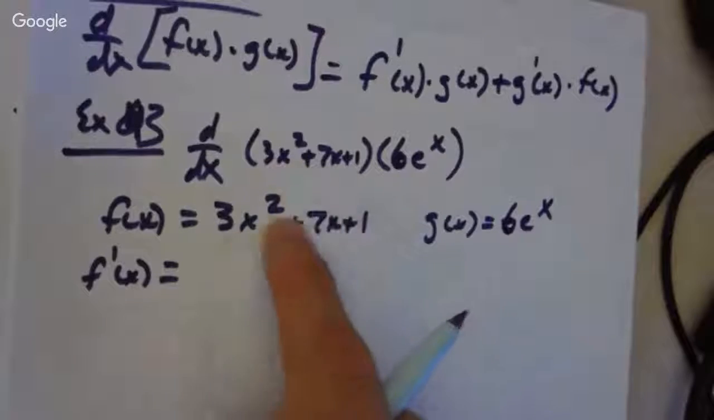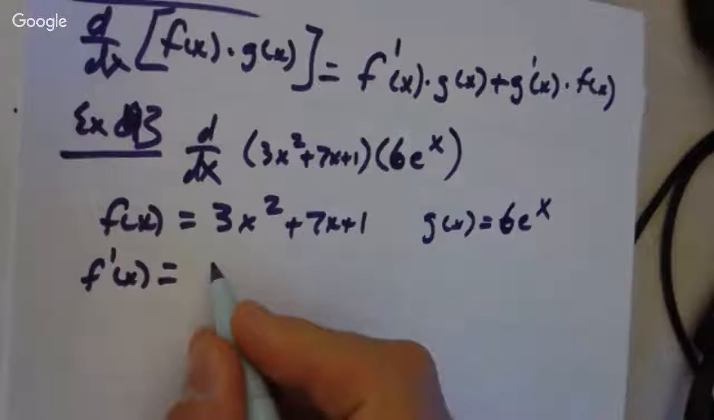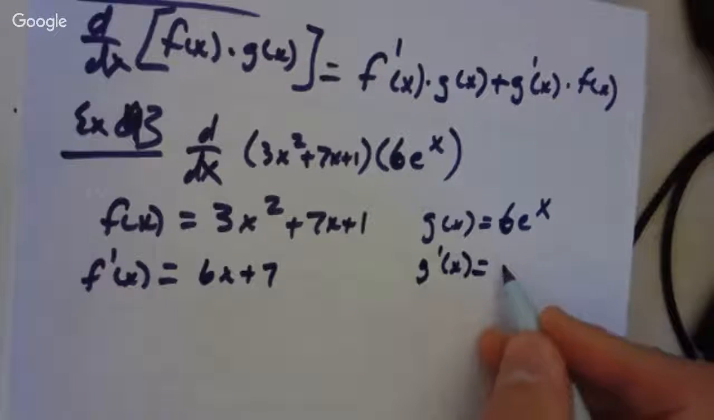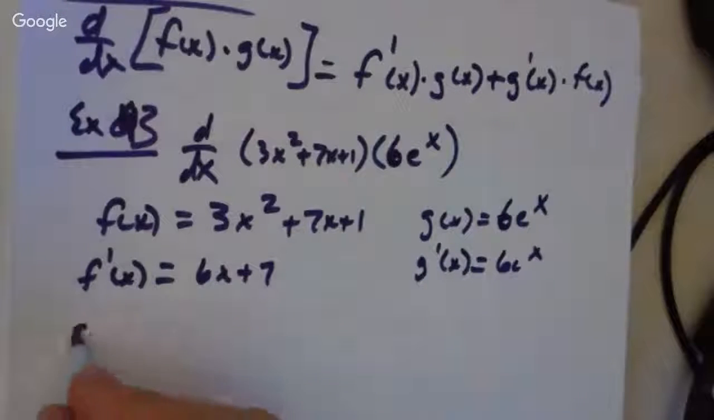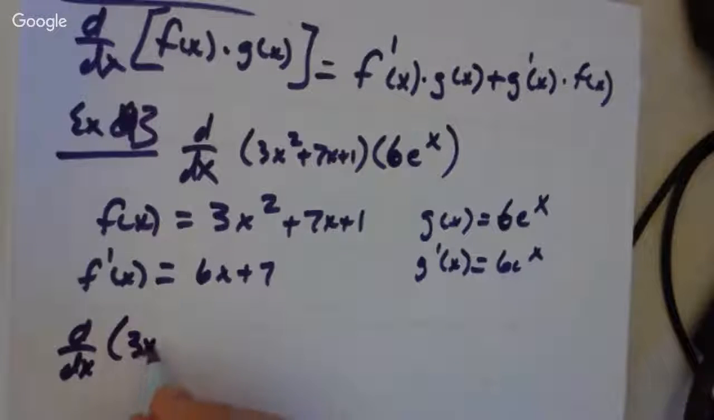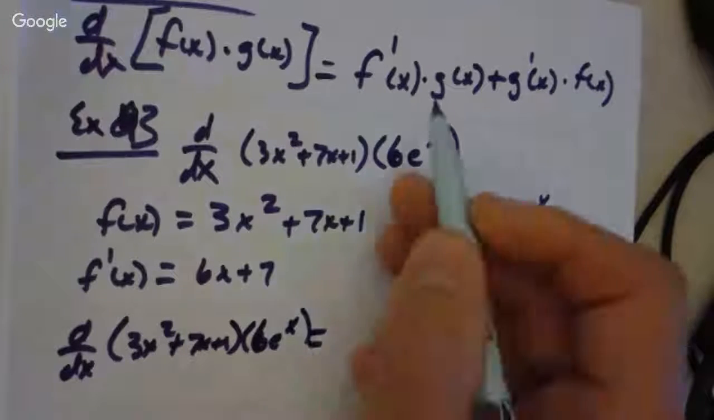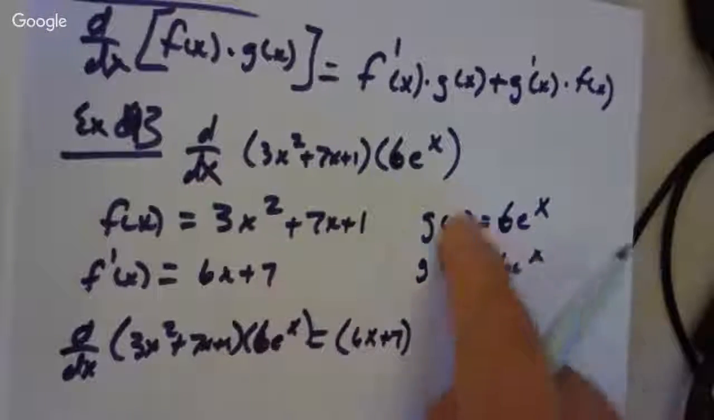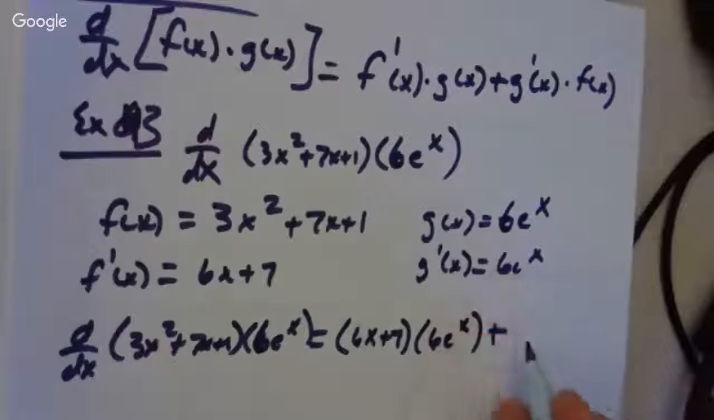So I identify what the first function is, I identify what the second function is, and then I take the derivative of each. The derivative of 3x squared plus 7x plus 1 is? The derivative of 6e to the x is? Okay. Then I just fill in the blanks into my product rule. So d dx of 3x squared plus 7x plus 1 times 6e to the x is equal to the derivative of the first times the second. So then I use the original function plus the derivative of the second, coincidentally the same thing, times the first.